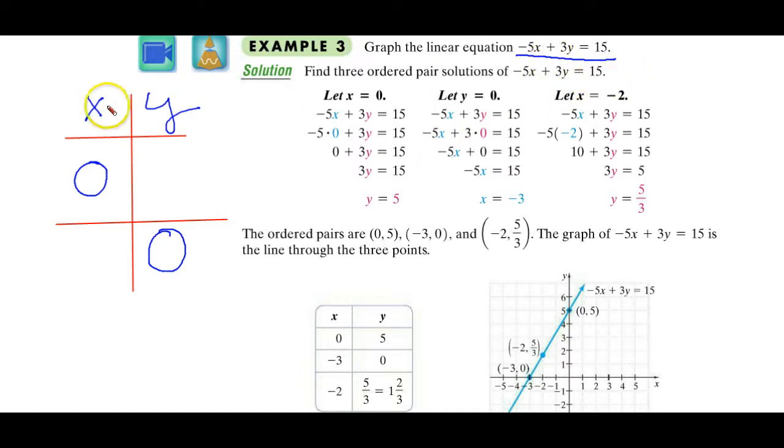So watch what happens now. If x here is a 0, negative 5 times 0 is 0. So we then just have 3y equals 15. Well, what will y be? Y is going to be a 5. Now here, if y is 0, and we're going to say negative 5x equals 15, our x here is going to be a negative 3.